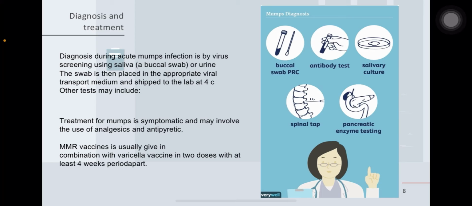Treatment is symptomatic and may involve the use of analgesics and antipyretics. The measles, mumps, rubella vaccine is usually given in combination with the varicella vaccine. It comes in 2 doses with a 4-week period between them.